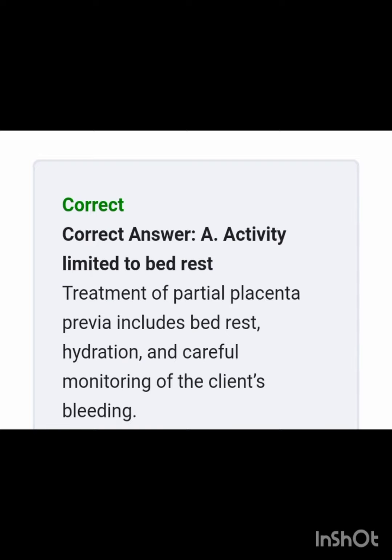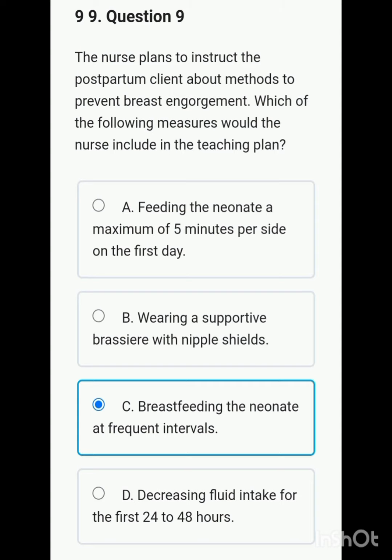The nurse plans to instruct the postpartum client about methods to prevent breast engorgement. Which of the following measures would the nurse include in the teaching plan? Breast engorgement means when the breast is filled with the milk. First option is feeding the neonate a maximum of 5 minutes per side on the first day.